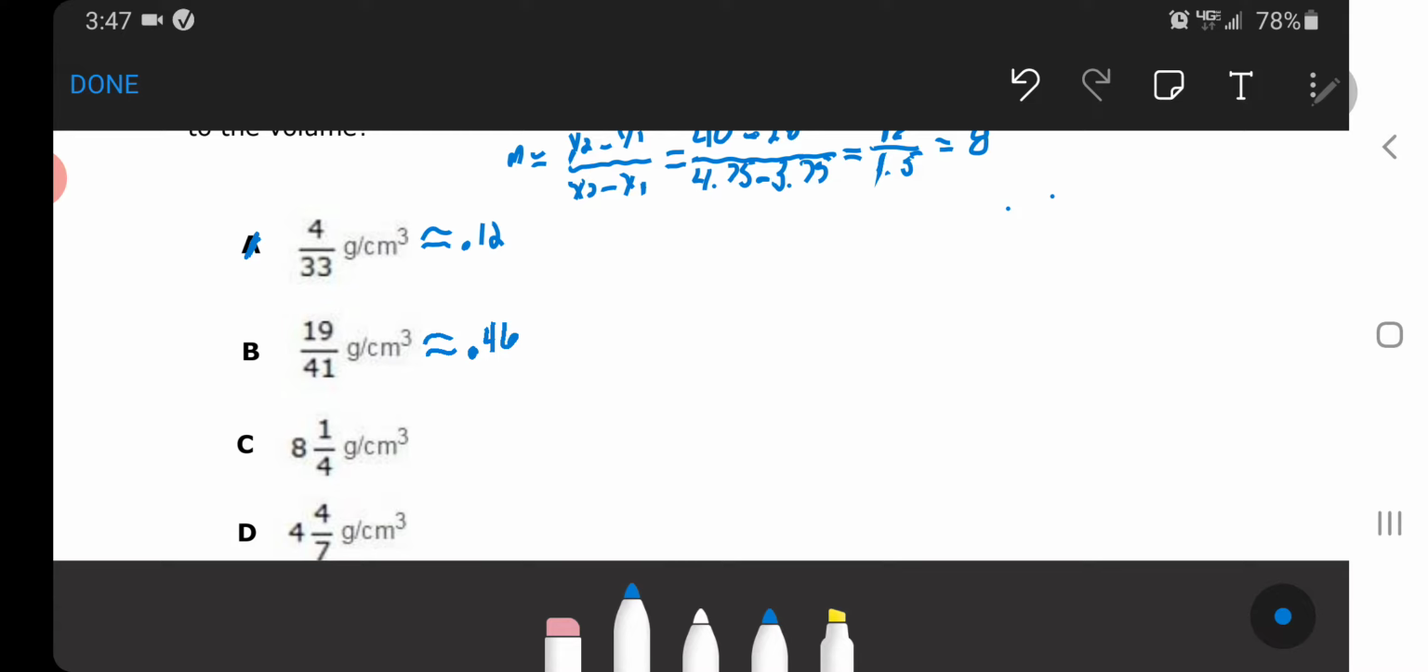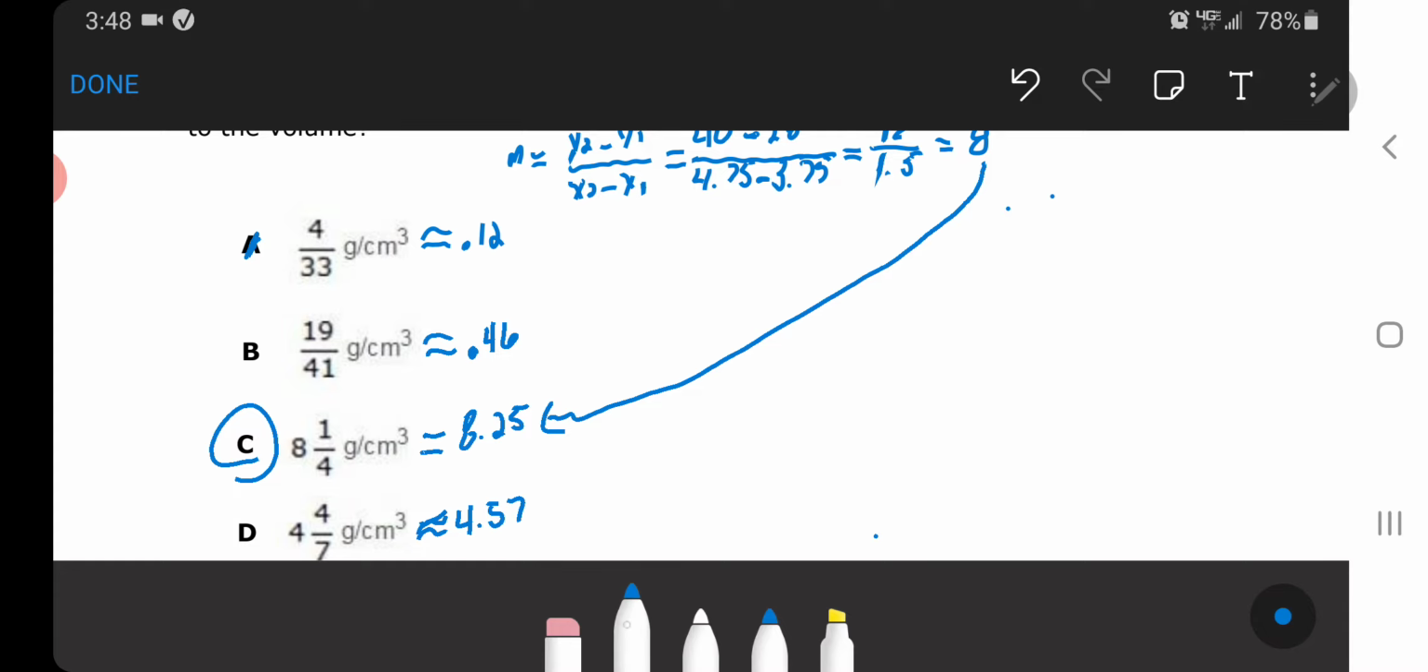We got 8 and 1/4. Well, that's equal to 8.25. And lastly, 4 and 4/7, which is about 4.57 approximately. Like I said, this isn't exact science because this one we had to kind of approximate our points. But you can see the closest to our answer is right here, 8, with the 8.25. So C would be the correct answer choice here.